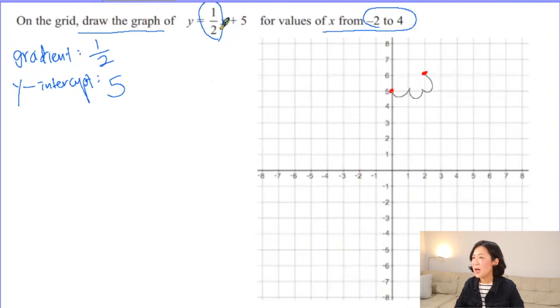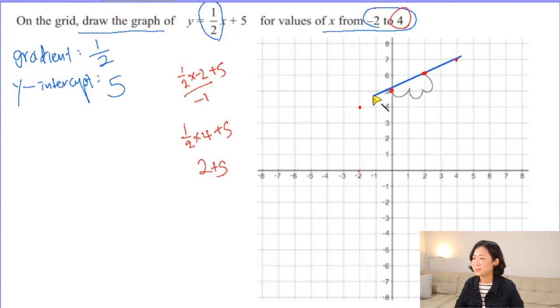But here, the question asks you to draw it from minus 2 to 4. So when your x is minus 2, you simply put minus 2 in place of x, and you get 4. Then, when your x is 4, that means your y is 7. Then we've got an extra point to join together. Let's connect them all together. And this is the graph of y equals half x plus 5.